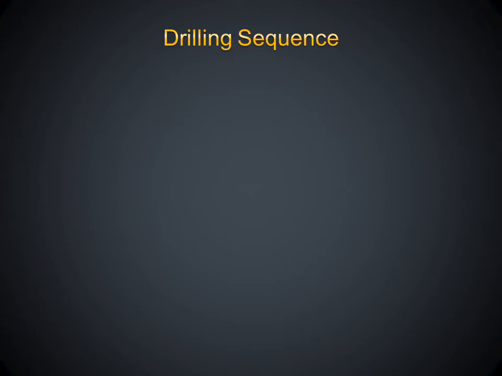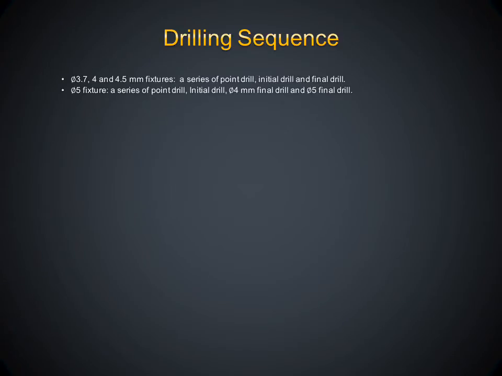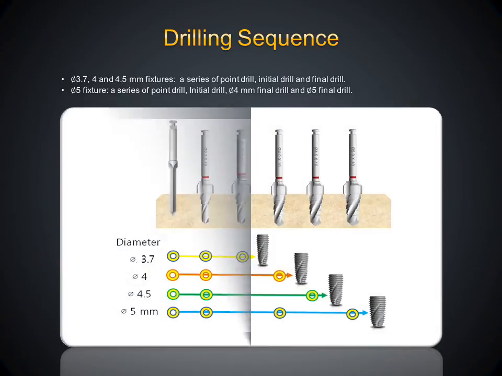The drill sequence is simple and minimized. The sequence for diameter 3.5, 4, and 4.5 mm fixtures is a series of point drill, initial drill, and final drill. The sequence for diameter 5 fixtures is a series of point drill, initial drill, diameter 4 mm final drill, and diameter 5 final drill. A diameter 6 mm fixture is recommended as a replacement for a failed diameter 5 fixture.